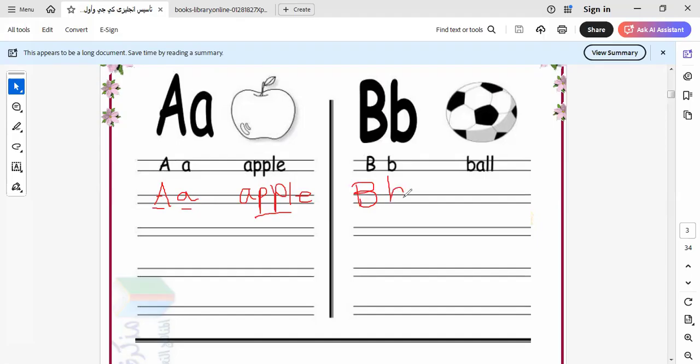I would like to see you write it. This is capital B and small b. Write it for what? For ball. So now we know two words. We have apple and we have ball. Let's go to the next letters. Here I will make a revision of what we took before. Today I will start two new letters.